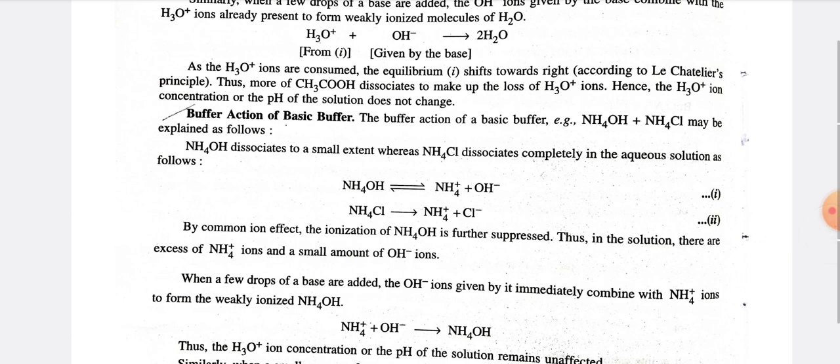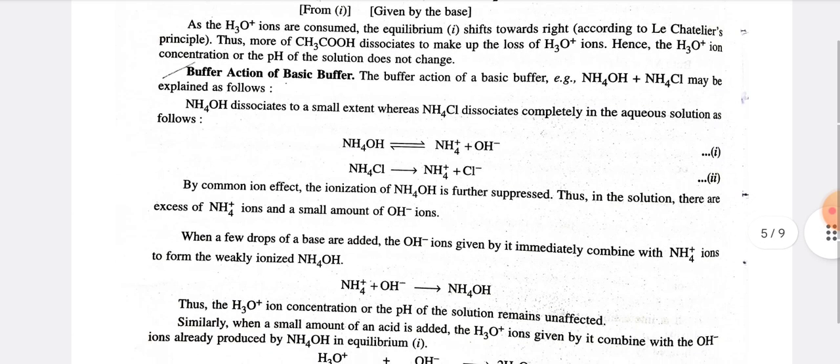Buffer action of basic buffer, for example, NH4OH plus NH4Cl, may be explained as follows. NH4OH dissociates to a small extent, whereas NH4Cl dissociates completely in aqueous solution. By common ion effect, the ionization of NH4OH is further suppressed. In the solution, there is an excess of NH4 positive ions and a small amount of OH negative ions.